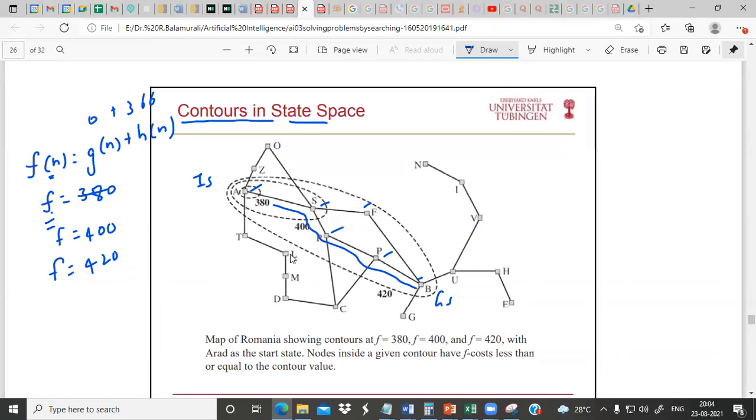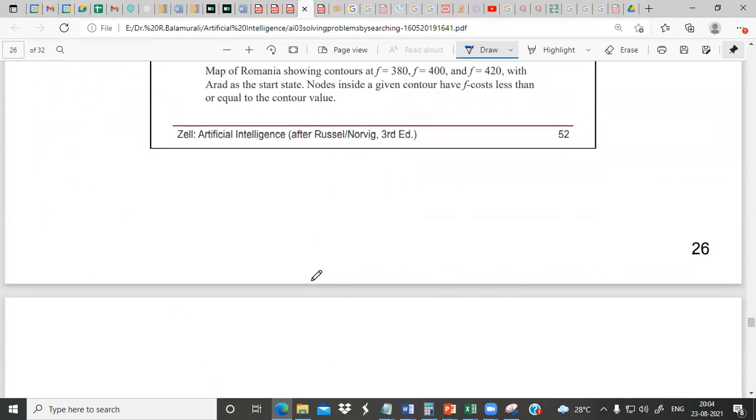So this method is called contours in state space. So we put an upper limit on F. Initially, that will be a lesser number, and then we will gradually increase that until we reach the goal state. Okay. So this is one improvement on the A-star algorithm.